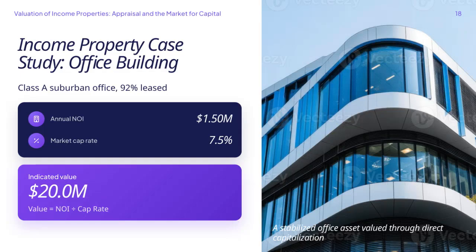Here we have a case study focused on an income property, specifically a class B suburban office building that is currently 92% leased. The key financial figure to note here is the annual net operating income, or NOI, which stands at $1.5 million. To determine the value of this property, we use the market capitalization rate, which is given as 7.5%. By dividing the NOI by the cap rate, we arrive at an indicated value for the property of $20 million. This example highlights the direct capitalization approach to valuing stabilized office assets, emphasizing how appraisals and market conditions for capital come together to establish property value.